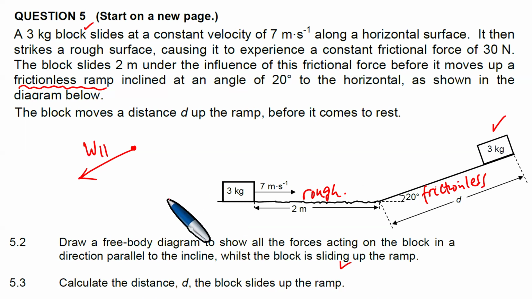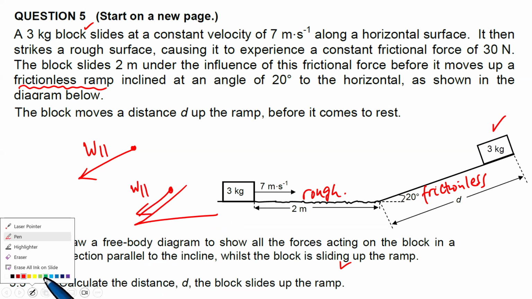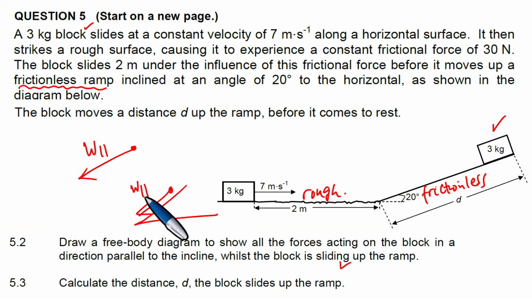So you can draw it like this, or you can also draw like this and then say, here is this, and it is going down, and it is this parallel component. Obviously the examiners will mark this, and it would just be about 2 marks, and they would indicate the label of the force, because you need to draw a free body diagram showing all the forces acting on the block in a direction parallel to the incline whilst the block is sliding up the ramp. So the force is only downslope.